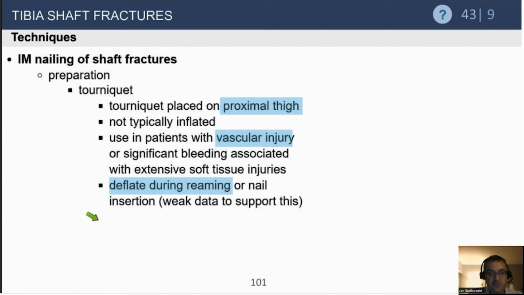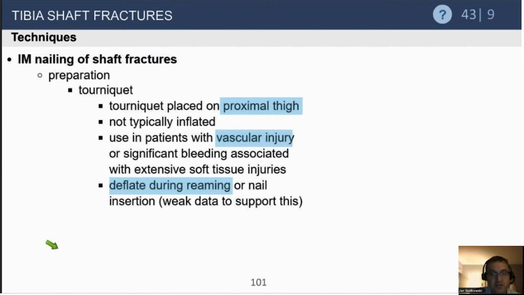I think that's going to be one of the most accurate measures, especially intraoperatively, that can help. Tourniquet. Once again, tourniquet's not always used, but if it's going to be placed, you can place it just prophylactically on the proximal thigh. I wouldn't inflate it, and I don't think it's usually necessary in tibia fractures. It can be used if there's a vascular injury though, until they get control and so forth. Deflate during reaming and nail insertion. Once again, weak data support this, but many times I would argue and suggest that a tourniquet is not needed during routine tibial plating or nailing.